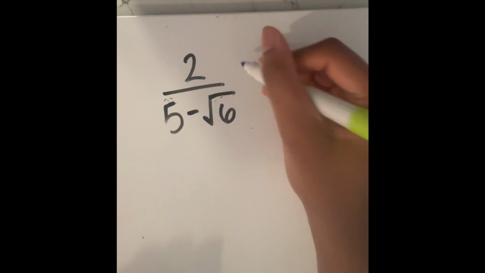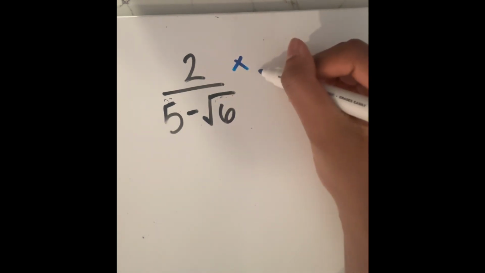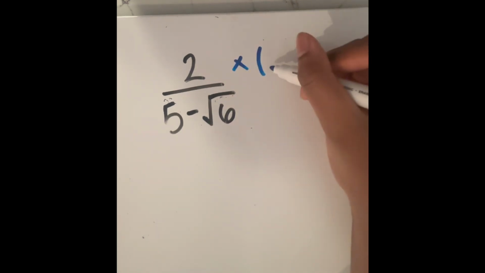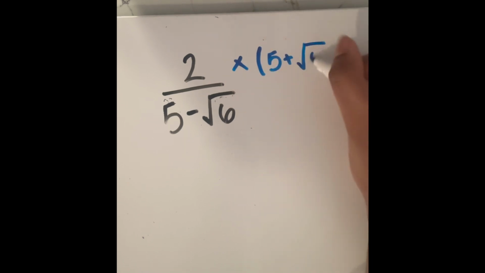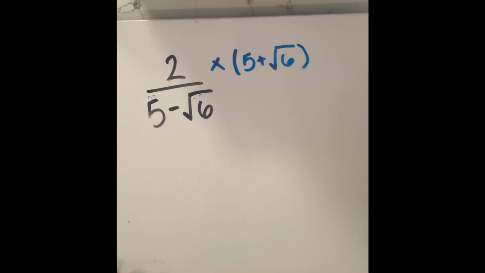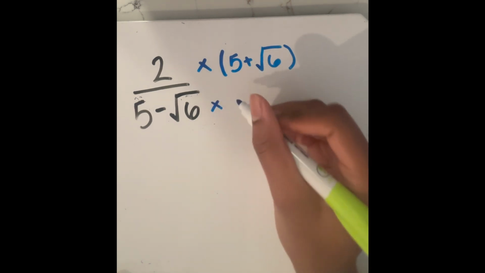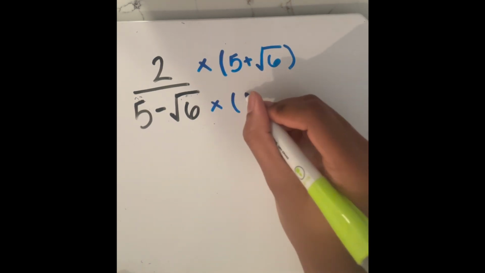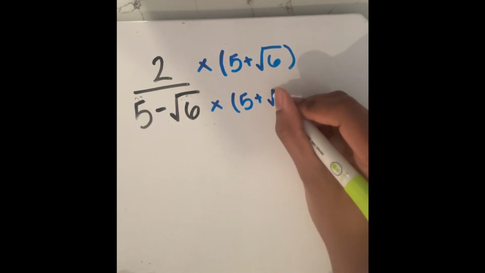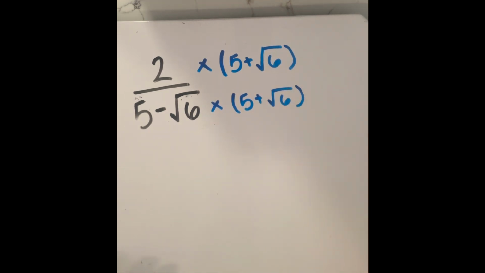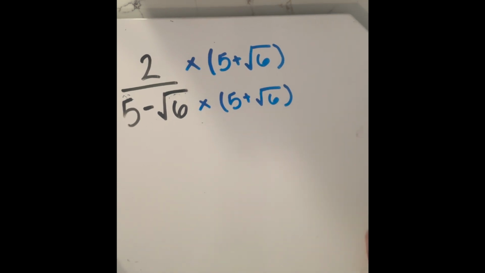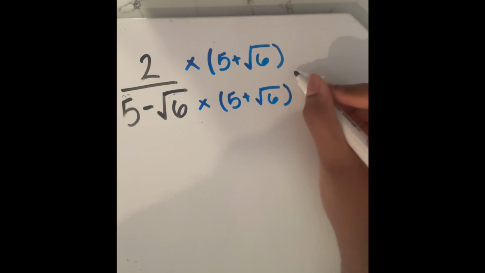So we're just going to multiply once again by our conjugate, and I'm going to put that in parentheses. So 5 plus the square root of 6, and I'll do that over here because what we do to the top, we've got to do to the bottom. All right, so once we do that, let's see if I have space. Yeah, I think I do.